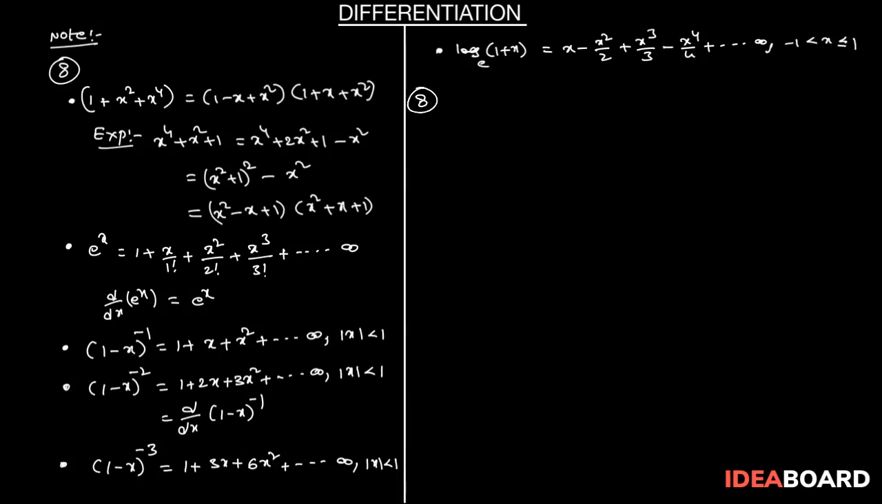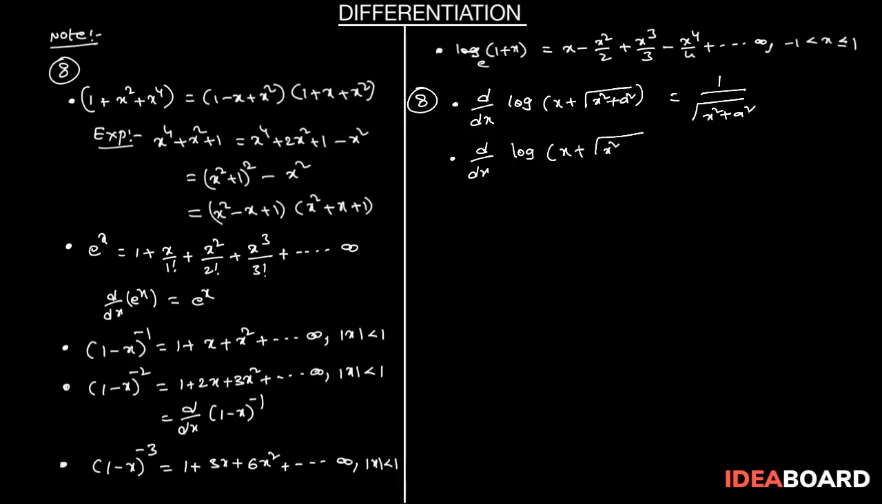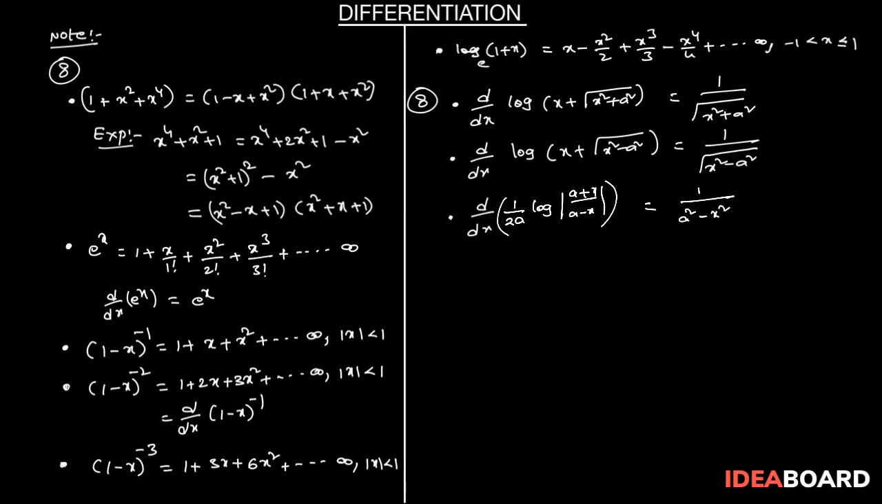Ninth point, the derivative of some special functions, that is d by dx of log of x plus square root of x square plus a square to the base e equals 1 by root of x square plus a square. d by dx of log of x plus square root of x square minus a square equals 1 by square root of x square minus a square. d by dx of 1 by 2a into log of modulus of (a plus x) by (a minus x) equals 1 by a square minus x square.